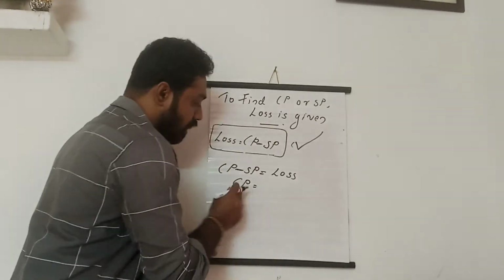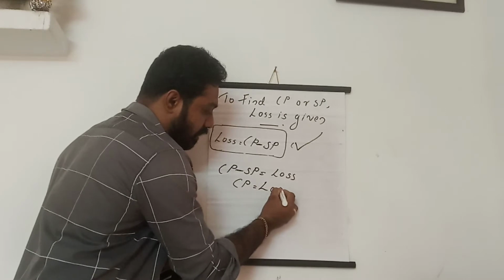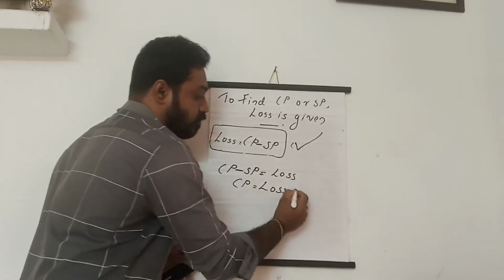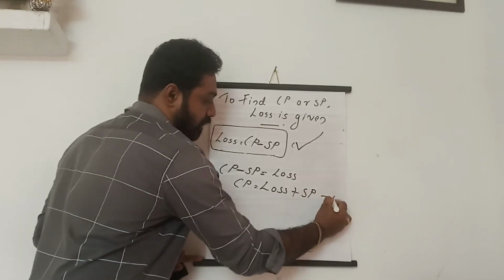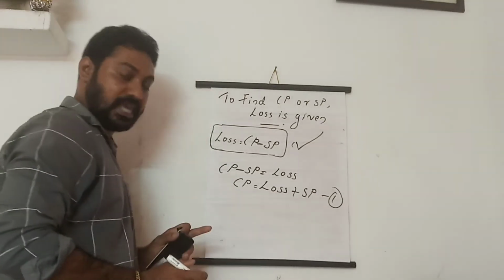Okay, so CP I keep here, SP I took already, loss is here. So SP I take here. So minus SP, it becomes what? Plus SP. So CP is equal to loss plus SP. This is the first equation. CP is equal to loss plus SP. Okay.